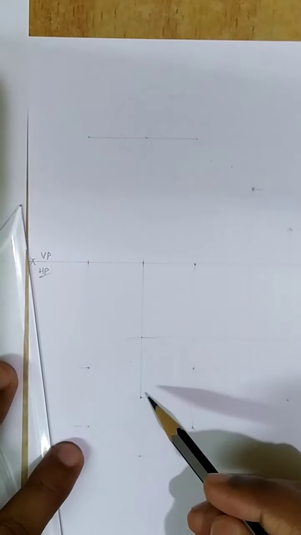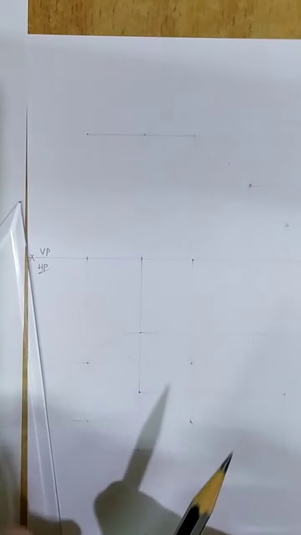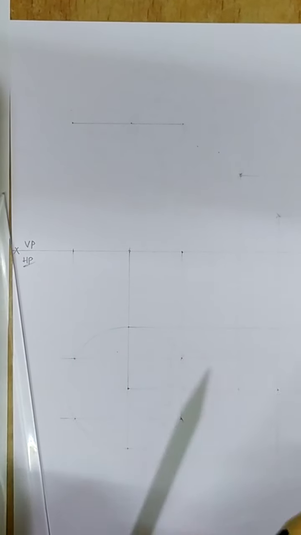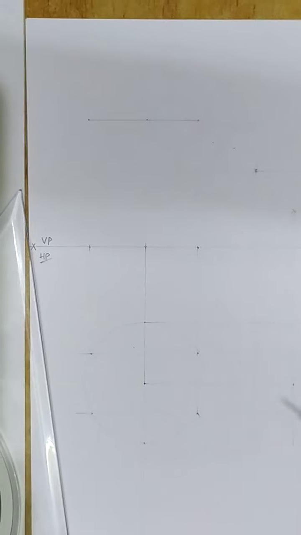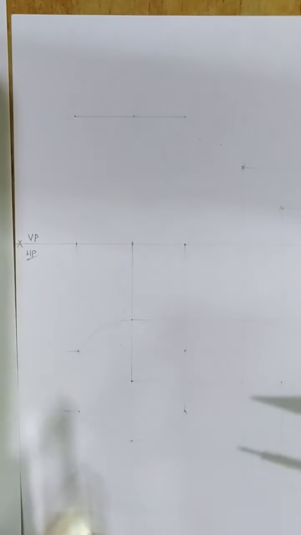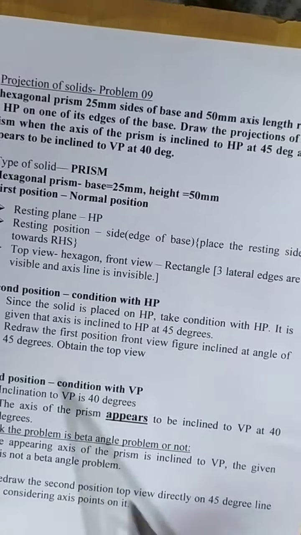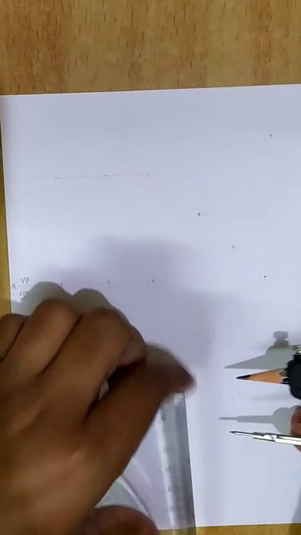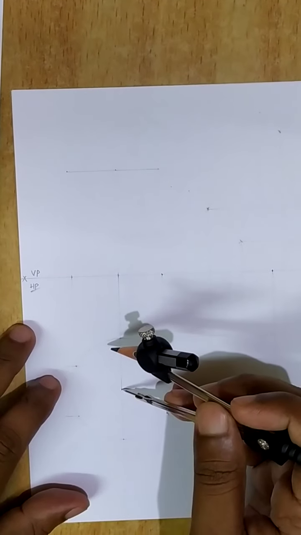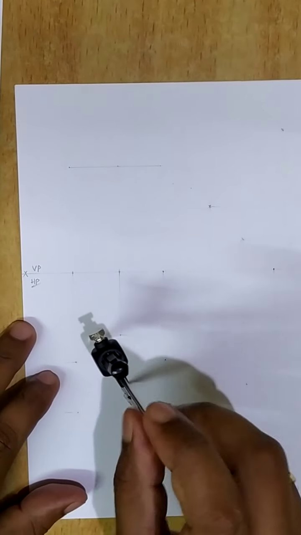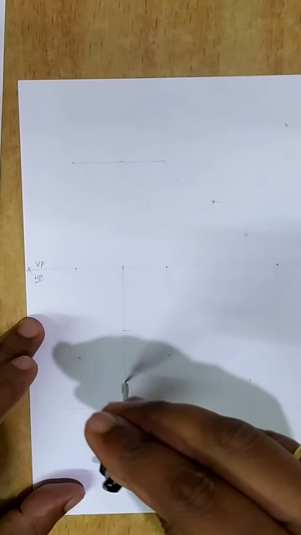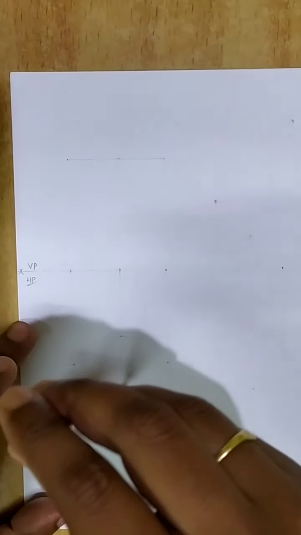After obtaining this 90 degree point and taking that vertical line, the procedure that we discussed in projection of planes applies. Here the size of the hexagon is given as 25 mm. The base size is 25 mm, hence we need to take 25 mm with the help of the compass. With respect to this center point, you choose any one point on this vertical line which you have drawn already, and draw a thin circle like this.